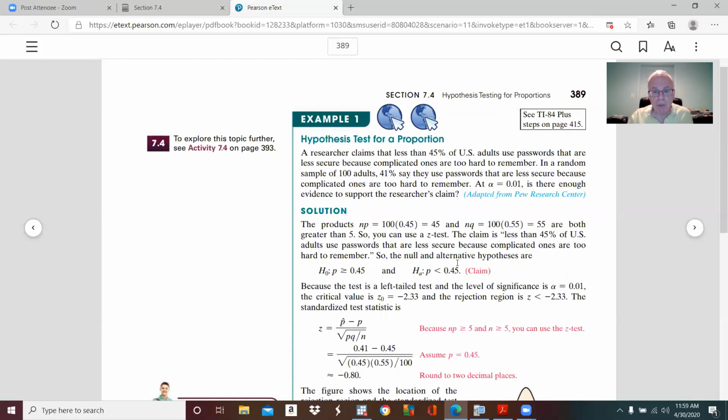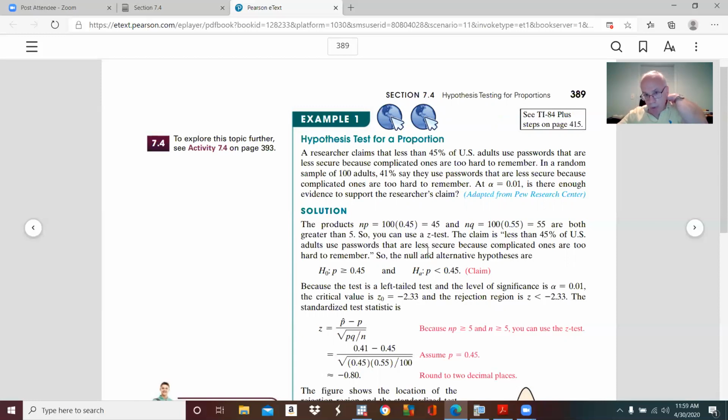Once again, the researcher's claim happens to be in the alternative hypothesis. That's why we want to know if there's enough evidence to support this claim, which is the same thing as saying, is there enough evidence to reject the null hypothesis and support this claim? Now, in this case they're going to use critical values and rejection regions, and I don't want to do that.